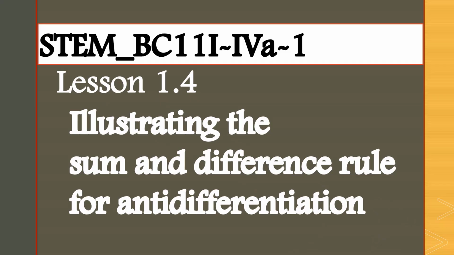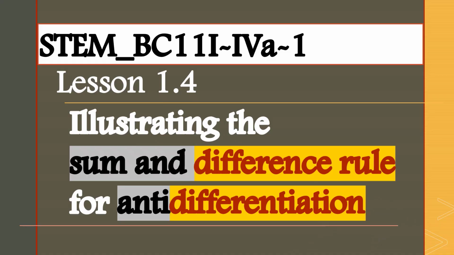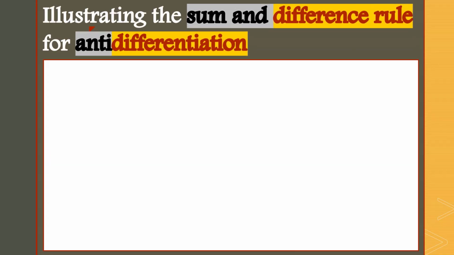Let's illustrate the sum and difference rule for antidifferentiation. This rule will now help us find the antiderivative of a polynomial function which is no longer a monomial. So we have binomial, multinomial, and even trinomial forms. Of course, we already know the power rule and the constant multiple rule, which work for monomial terms. We're also going to use them here, but we are going to talk about the illustration for the sum and difference rule.